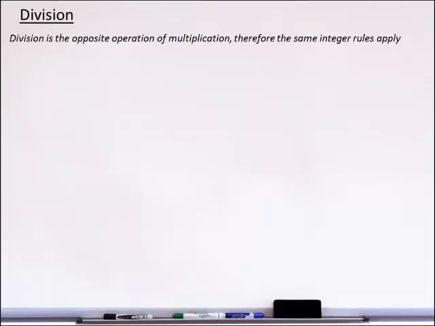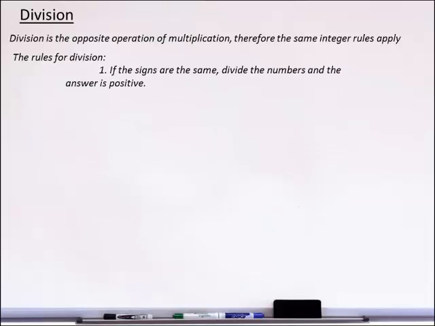Division is the opposite operation of multiplication, and therefore the same rules will apply. The rules for the division are the same as the rules for multiplication. If the signs are the same, we divide the numbers, and the answer is positive. So a negative 36 and a negative 6, they're 2 negatives, so my answer is positive 6. 45 and 9, they're both positive, so my answer is positive 5.